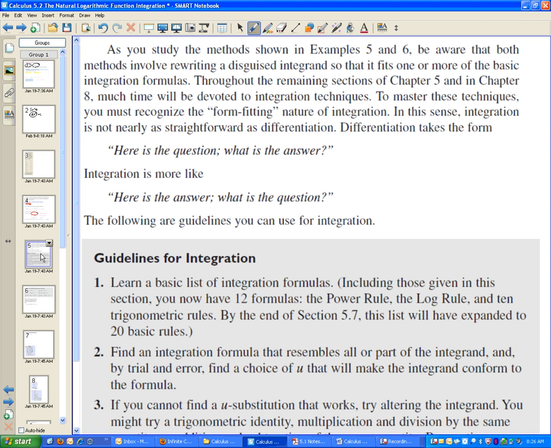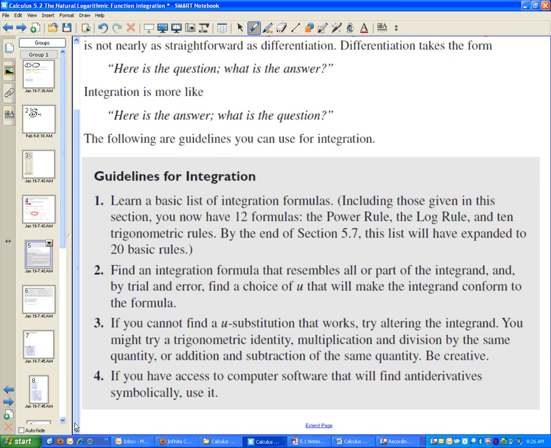All right, then these following guidelines. Learn a basic list of integration formulas. All right, so you're going to have to know the integration formulas. Remember that cheat sheet I gave you with all the trig stuff on it? The flip side of it is derivative and integral formulas. You need to know those. And then you look for a formula that resembles all or part of the integrand. And by trial and error, you figure out what u equals.